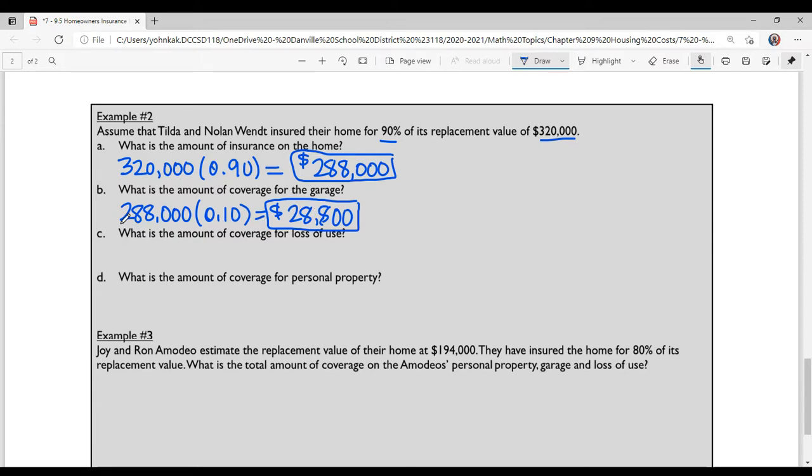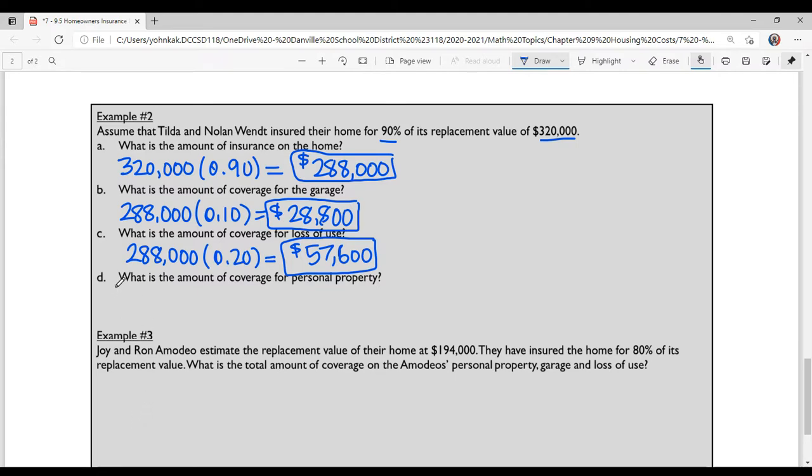Part C, what is the amount of coverage for loss of use? Well, we go back to the 288,000 and loss of use is 20%. So multiply by 20%. That's going to give me $57,600. So if I get kicked out of my house and have to go live at a hotel for a couple weeks, I would have $57,000 to use.